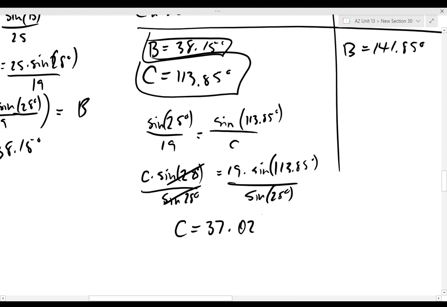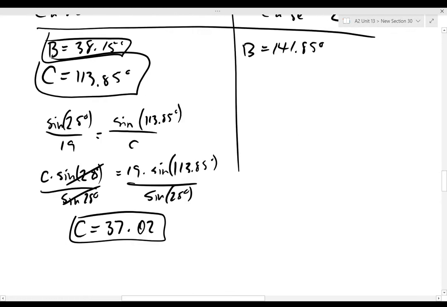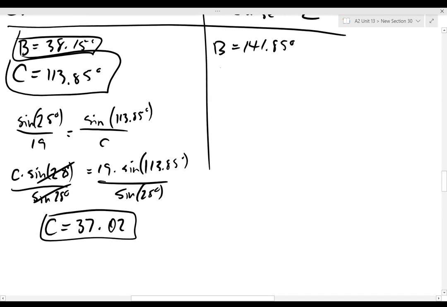Okay, so I've got all 3 pieces there. Now I just go to the other side, and I'm going to do the same thing. So here I have that 141.85, and I'm going to add 28 to it, subtract that from 180, and I end up with angle C, in this case, being 10.15 degrees. Okay, so now I've got 2 of the 3. I just need to go ahead and solve for side C in this scenario with angle C being the 10.15.